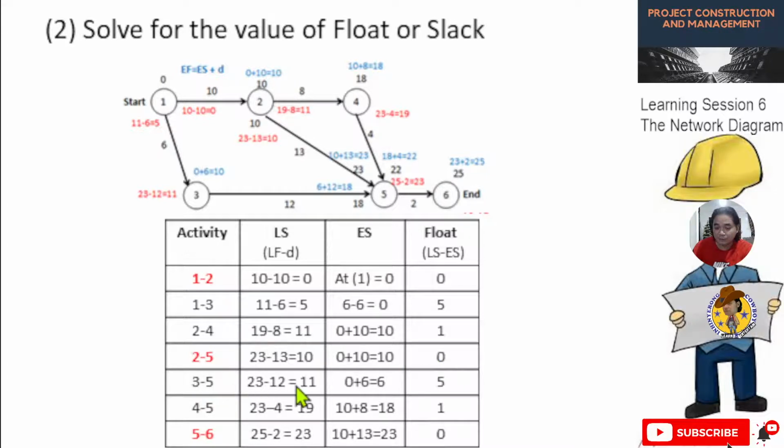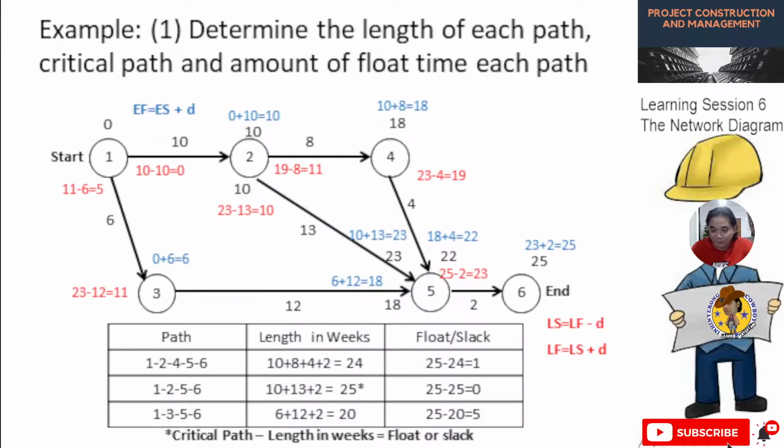So 3 to 5 is 11 minus 6. We have 5. Then for 4 to 5, the float is 1, 19 minus 18. So 1. Then for 5 to 6, we have 23 minus 23, 0. Okay, now if you observe the activities that belong to the critical path, okay, so let's go back. So the critical path is 1, 2, 5, and 6.